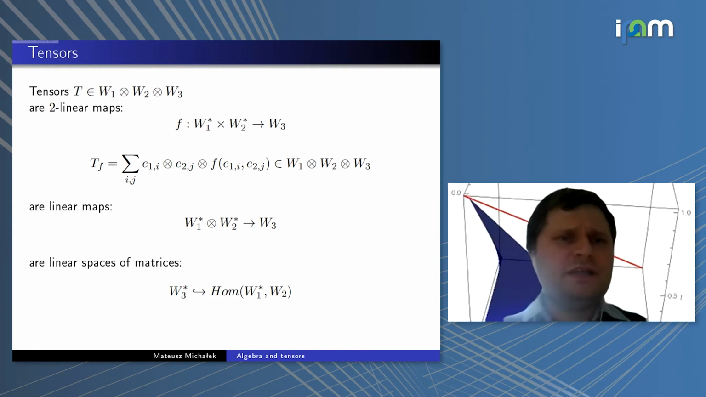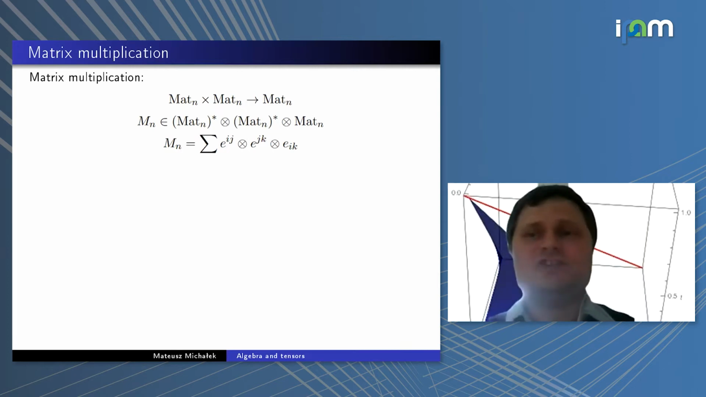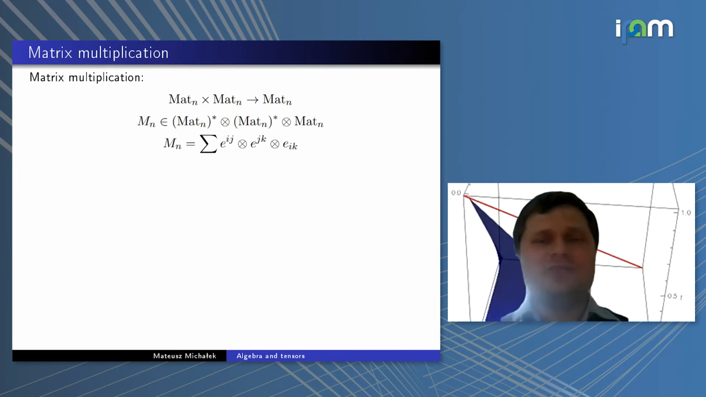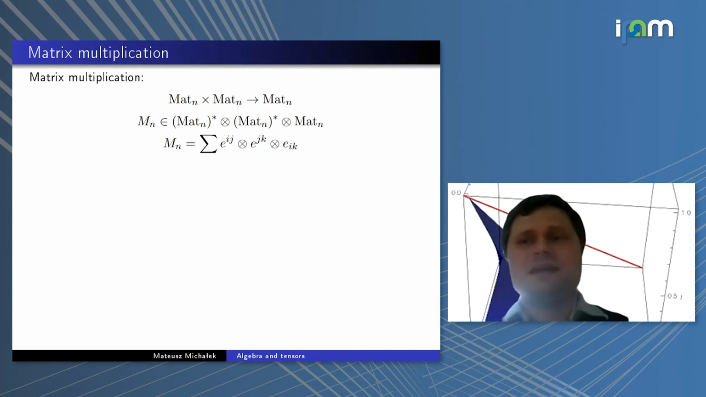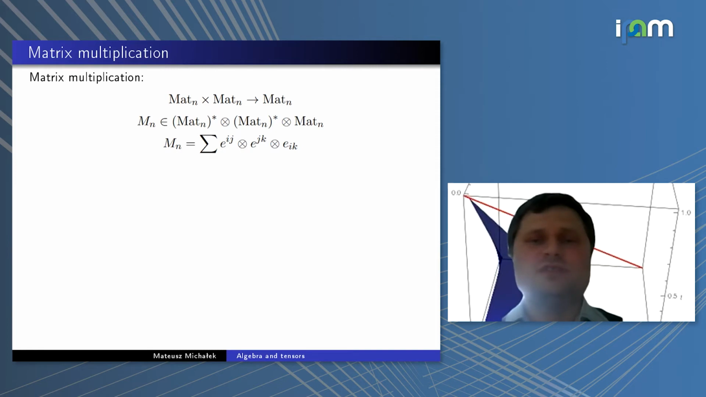Now, if we take this point of view, the operation of multiplication is obviously a tensor. Why? Because it's a bilinear map. Take an n by n matrix and another n by n matrix, we can multiply them, obtaining an n by n matrix. So here Mat_n is the vector space of n by n matrices, and matrix multiplication is a bilinear map, hence a tensor. It's just a point in the tensor product of three copies of Mat_n, but that's not so important.